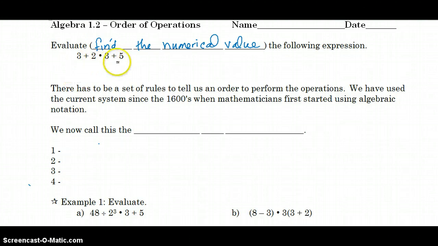All right, so I'm going to look at this problem. Oh my, there's a lot of numbers here. 3 plus 2 is 5 times 3 plus 5. 5 times 3 is 15 plus 5. That's going to give me the numerical value of 20.